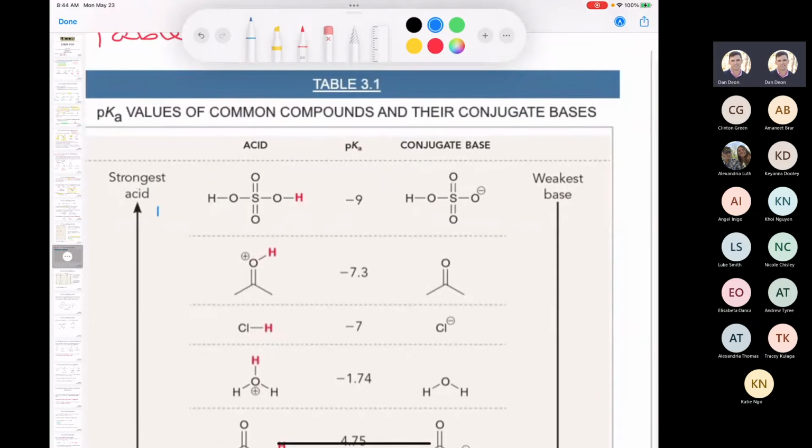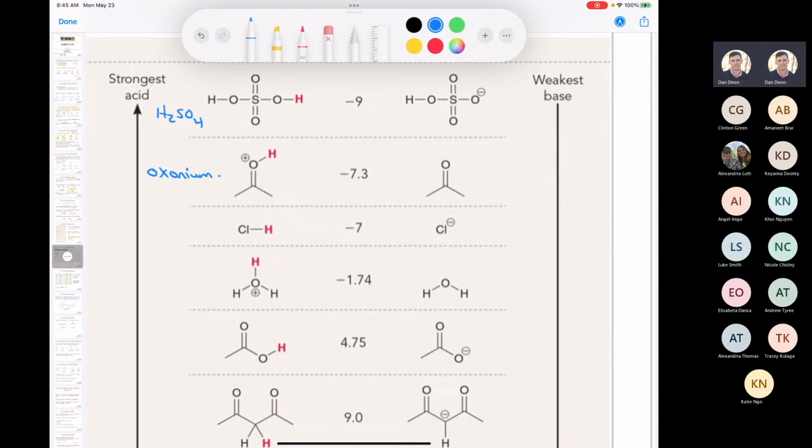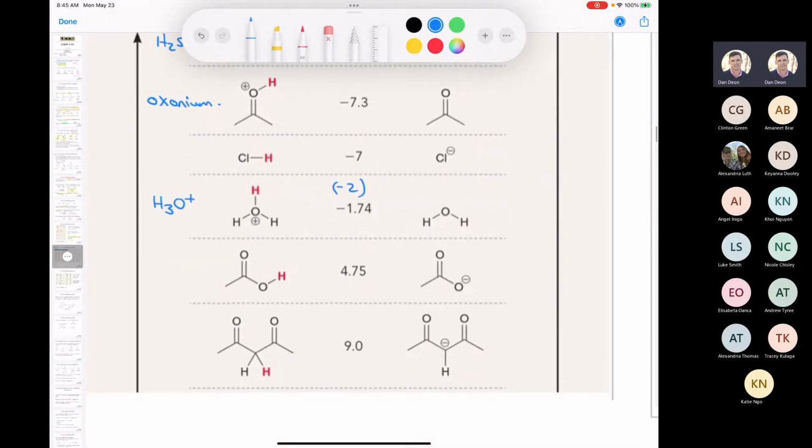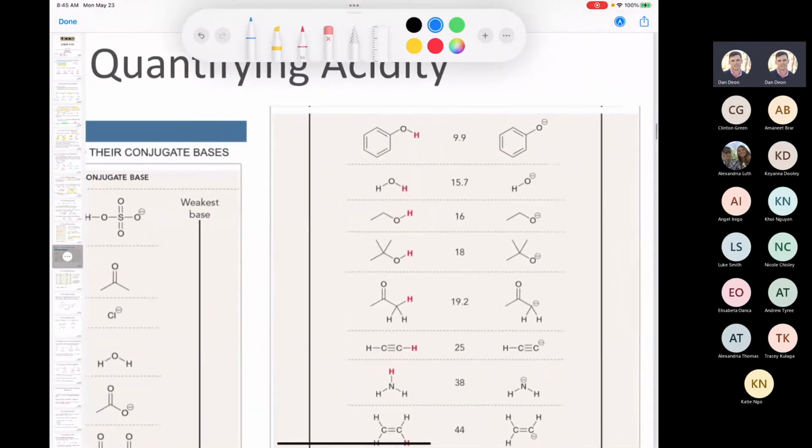Sulfuric acid, again, -9, so it's really strong. Then we call this an oxonium. It's -7.3. Then you have hydrochloric acid, -7. This is the hydronium ion. -2 is what we said. The next one is a carboxylic acid, which is around 5. The next one is a 1,3-dicarbonyl. That's around 9.